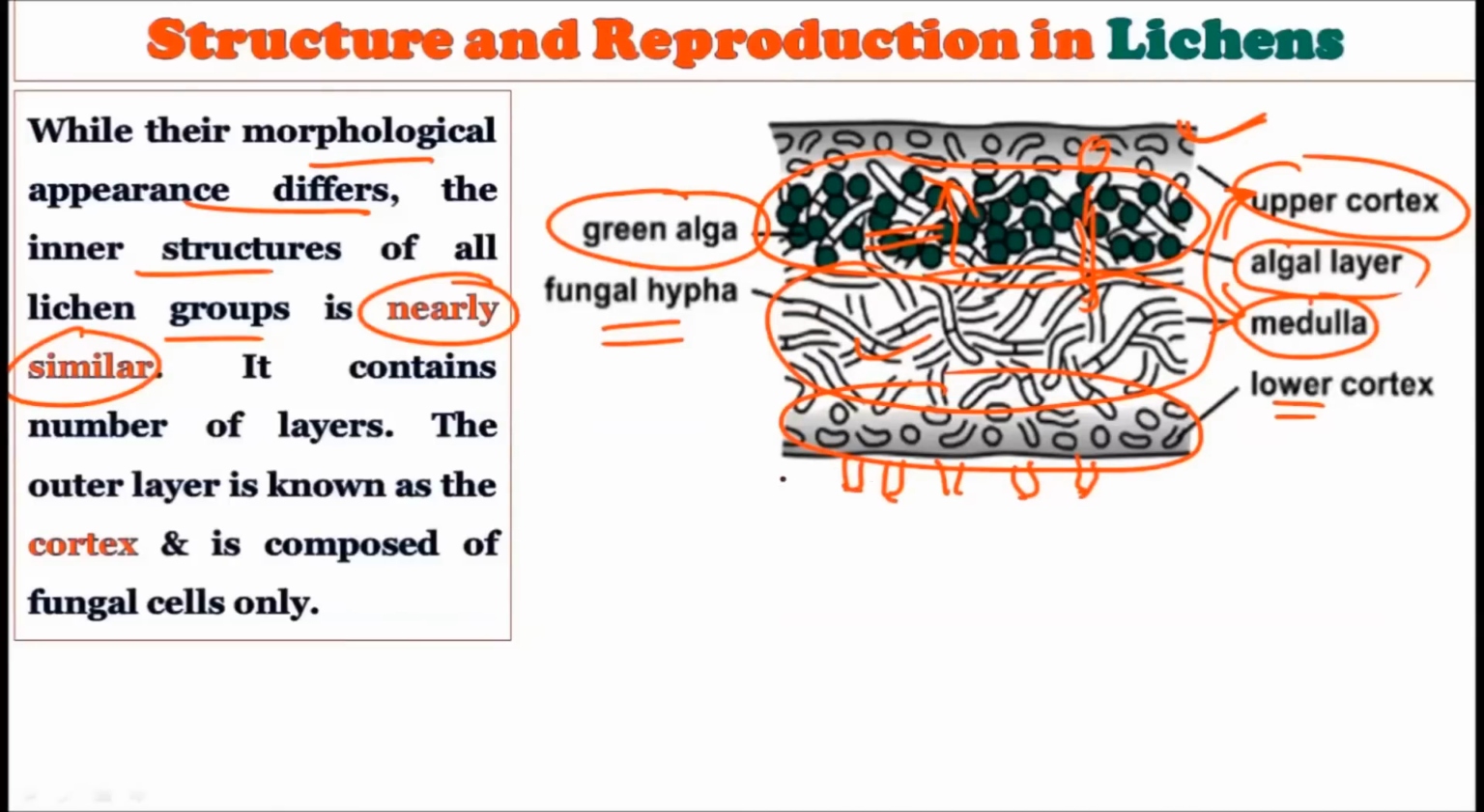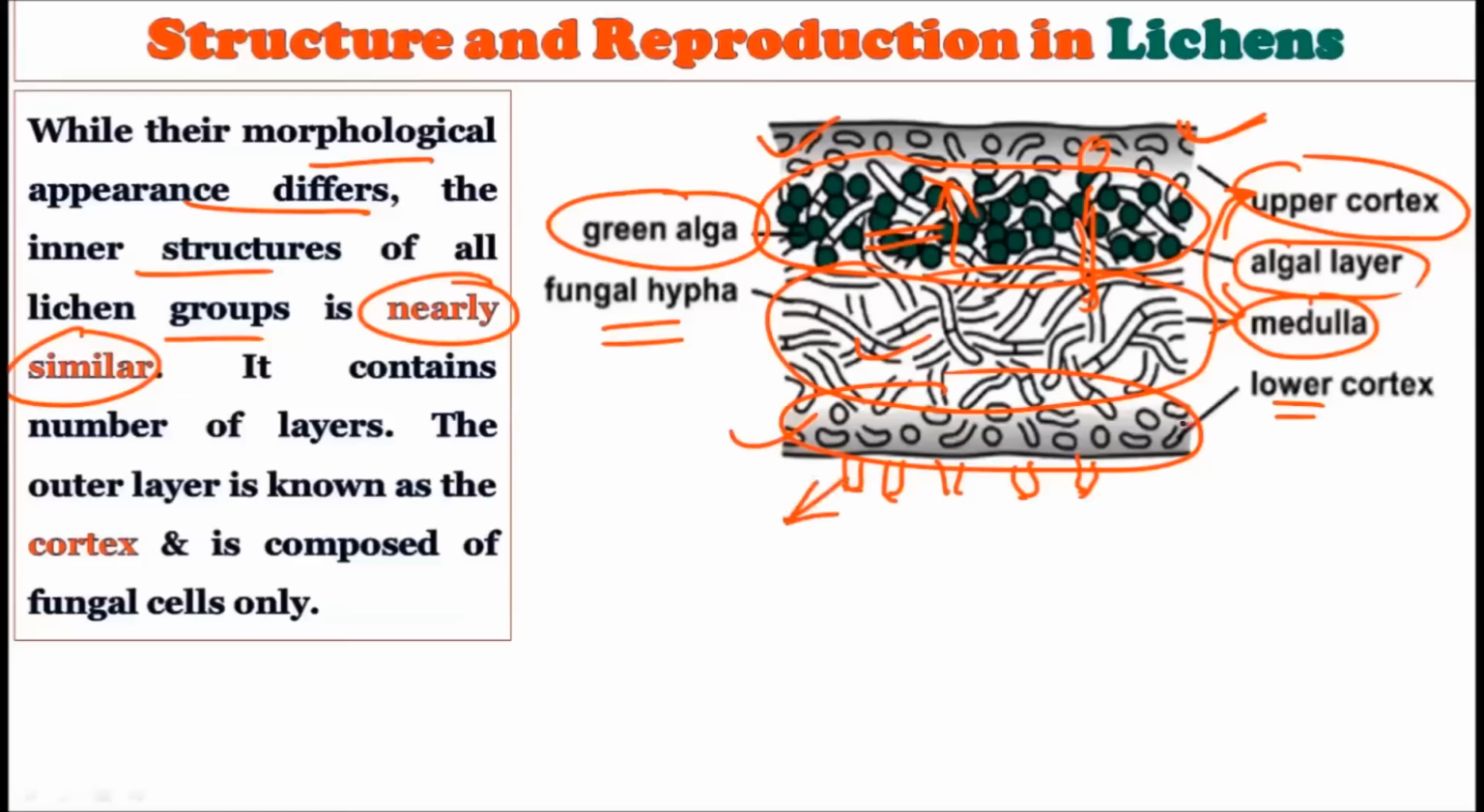So in general the morphological characteristics of the lichen may differ from lichen to lichen, but the anatomical features are nearly the same. Nearly, because sometimes these anatomical structures do not show the presence of the lower cortex, and sometimes there is a presence of both upper as well as lower cortex. So some kind of difference occurs anatomically, but they show nearly similar anatomical features.